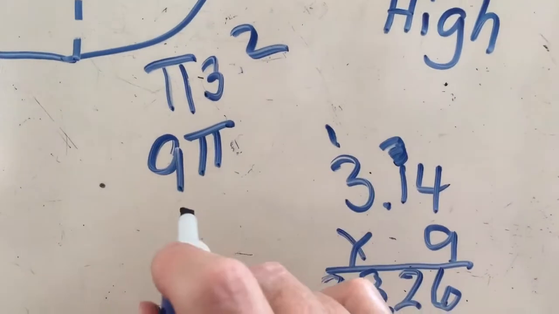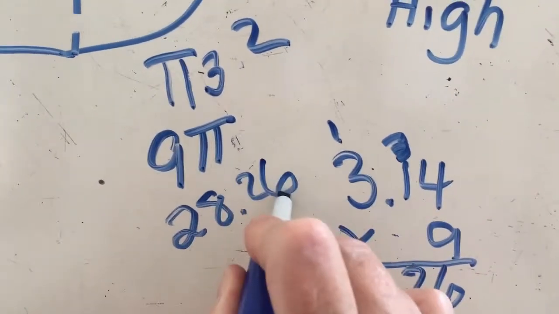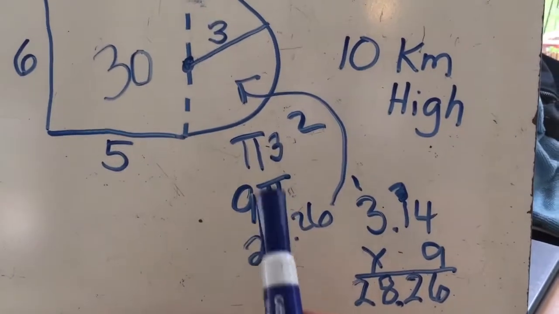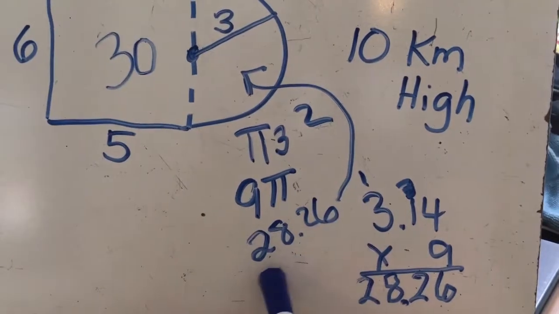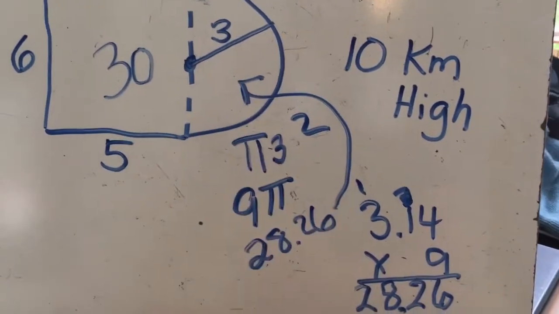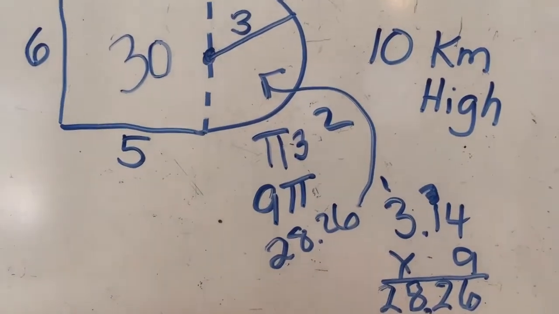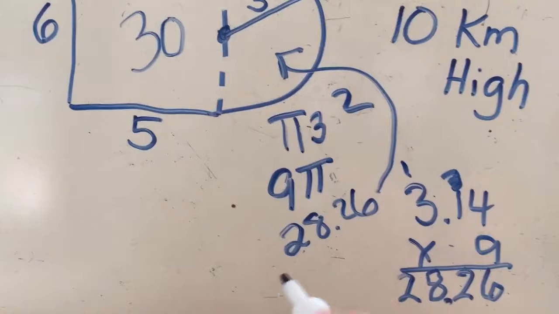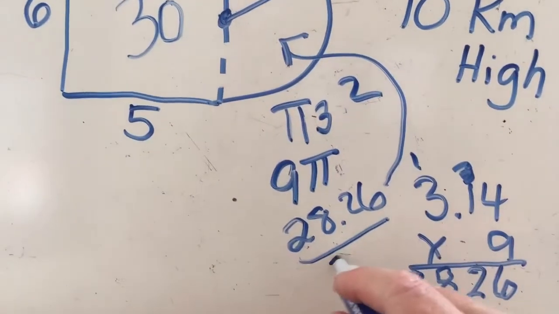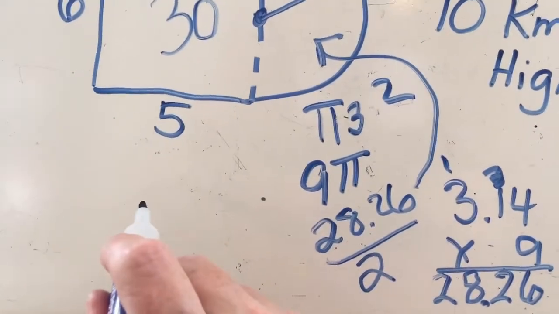That is this right here. So let's write this down. 28.26. But now I have to be very, very careful. You see right here, I just found the area of a whole circle that has a radius of 3. But my figure only has half a circle that has a radius of 3. So I need to now cut this area in half. So I'm going to end up with 14.13.